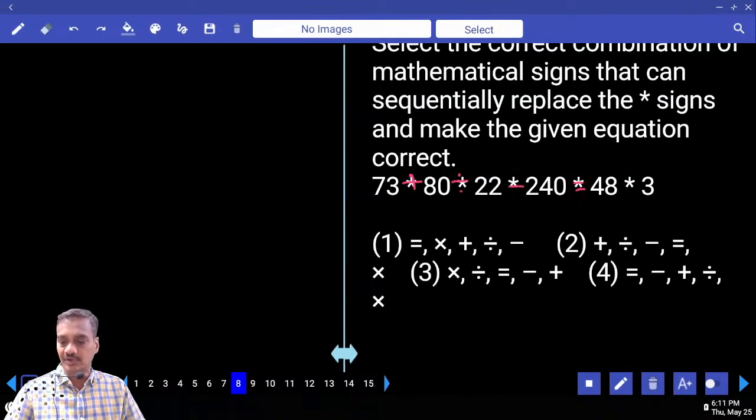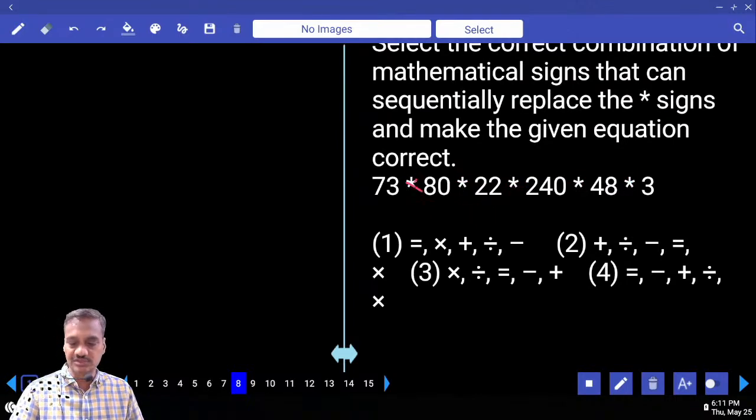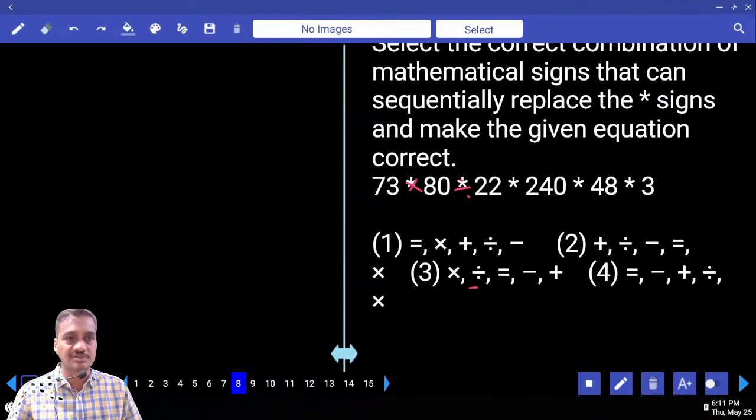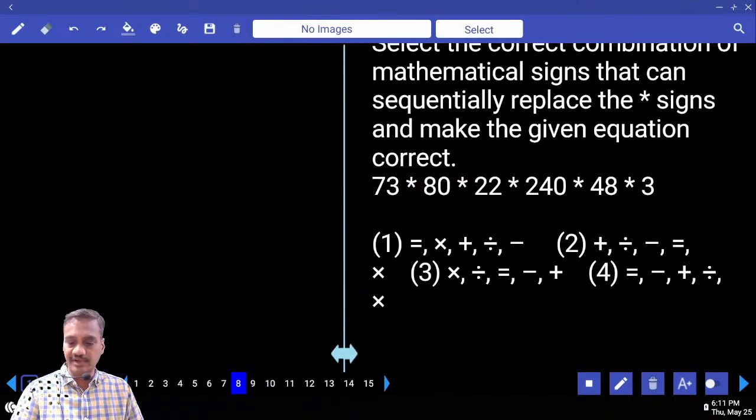And next one, this is plus, division, and minus and equals to. Then now 48 into 3. Now here 80 divided by 22. Is it perfectly divisible here? No. Choice 3 is ruled out. And here again, divided by, same case. Then choice 4 and equal to.